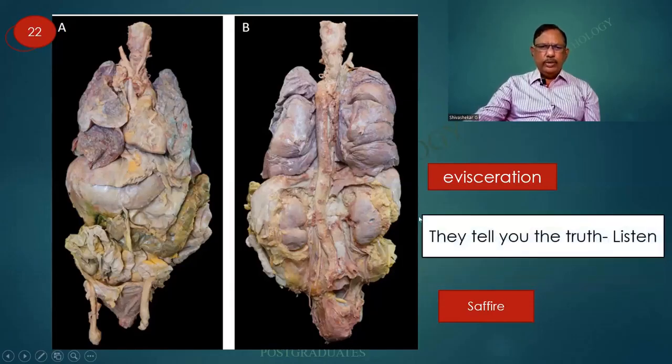They tell you the truth, the organs, the viscera. Please listen.